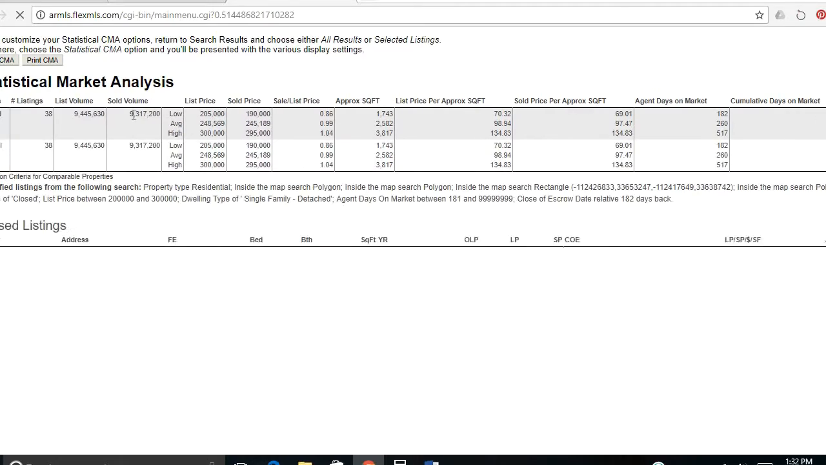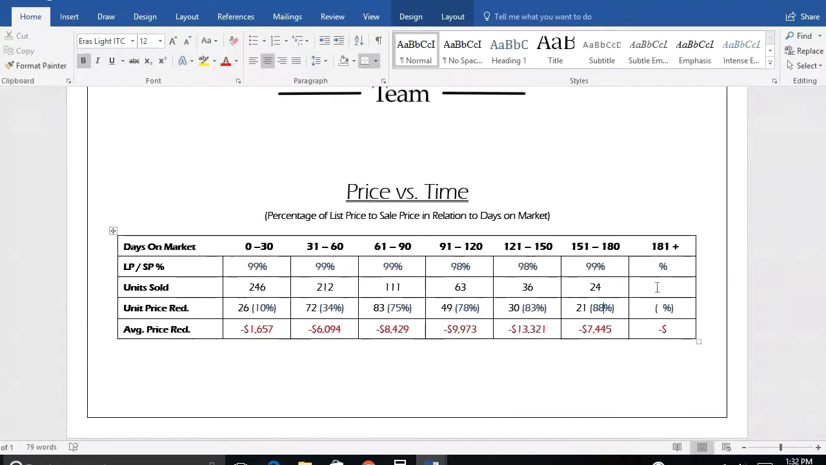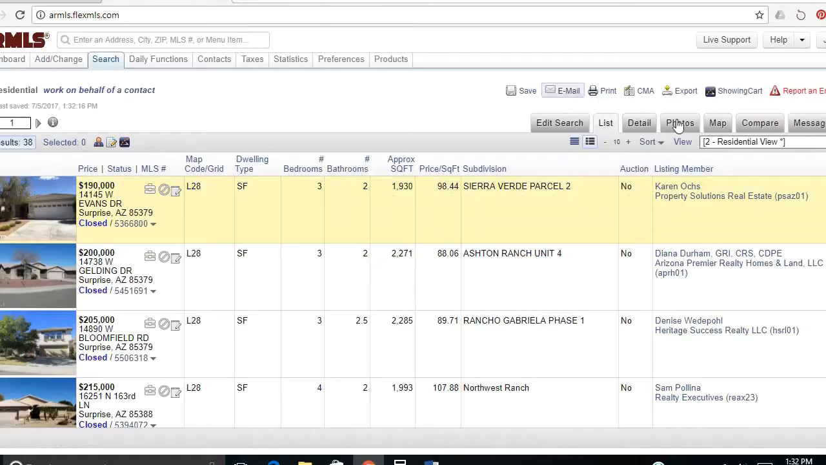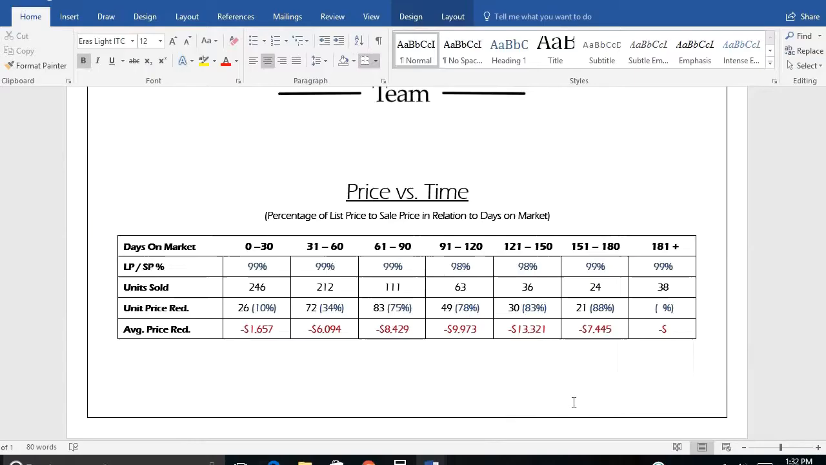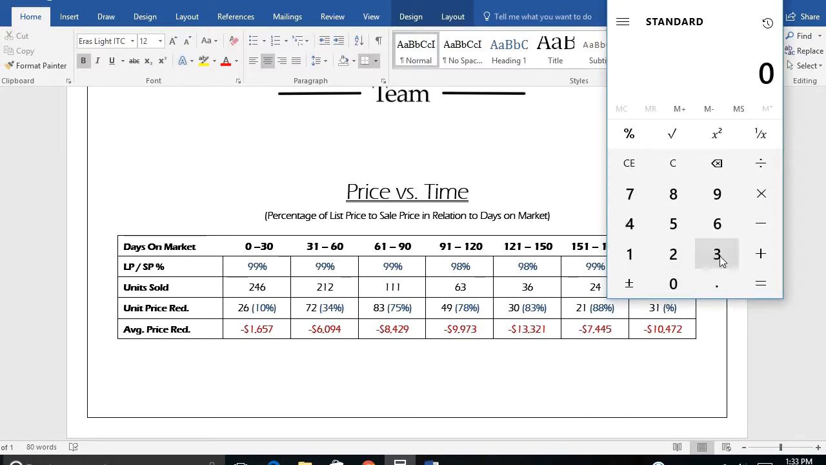All right, 99%. So 38 sold for 99%. Let's see what their average price reduction was. 31 for $10,472. Wait, how many? 31. Thanks. 31 divided by 38, 81.5, so we'll round that up to 82%.